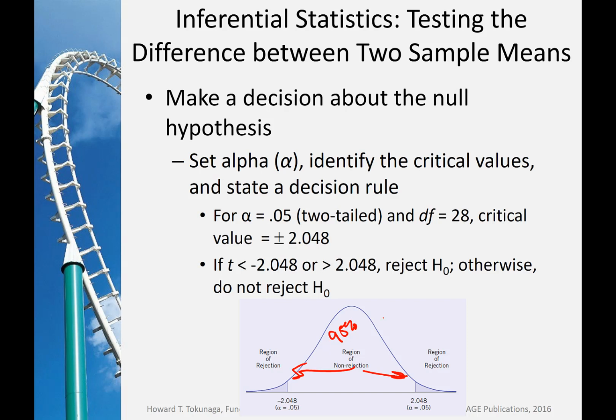If we find that the difference lands in the region of rejection, what we're saying is that it's a very low probability that we would have observed a 9-second difference when in fact there was no difference. So if the null hypothesis holds, it would be less than a 5% chance that we would have gotten a sample difference of 9 seconds.